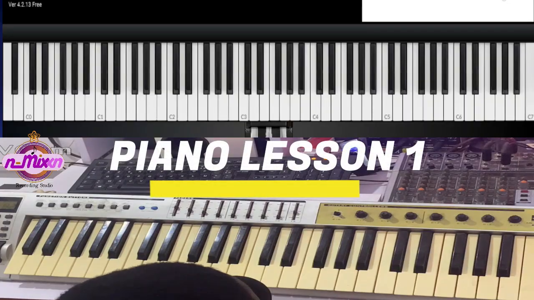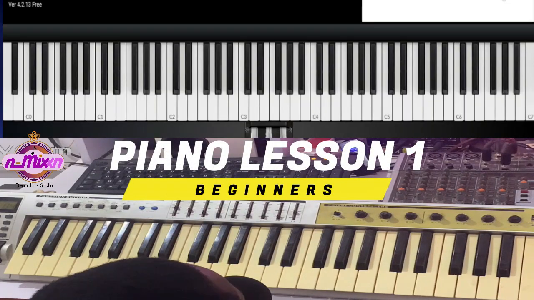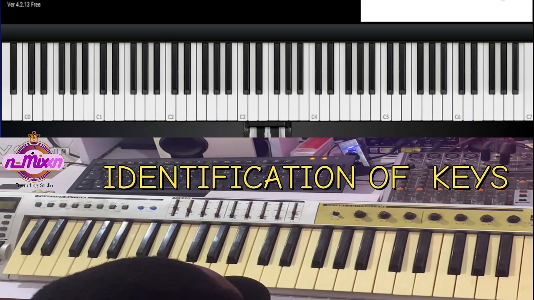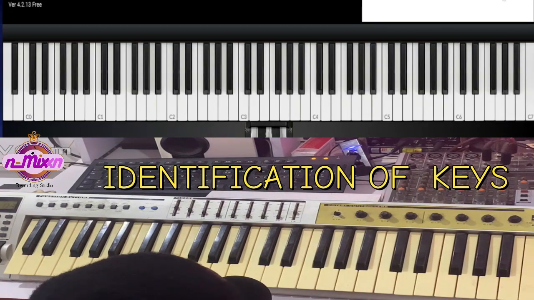For those of you who are beginners who don't actually know anything about the piano, today we are going to take you through identification of the keys on the piano, and also those who are self-taught. Some people are good but they taught themselves, so they don't have the basics. So today we are going to look at identifying the keys on the piano.